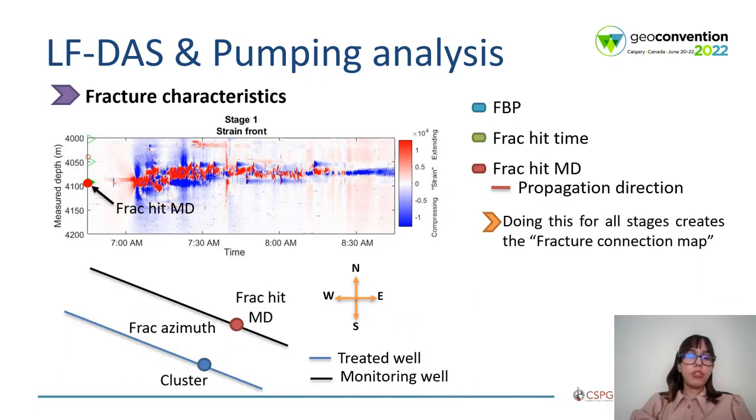Using the frac hit measure depth, we determined the frac azimuth, which shows the propagation direction of the fracture. To do this, we plotted the frac hit measure depth on the monitoring well and connected them to their corresponding cluster with a line. Doing this for all stages creates the fracture connection map, which shows the fracture network between the wells.